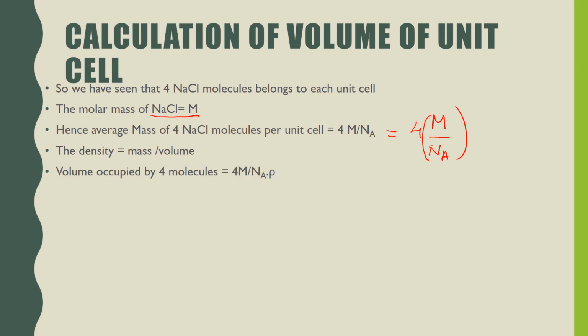From the definition of density, we know that density is mass upon volume. So the volume occupied by 4 molecules in a unit cell can be obtained as volume is equal to mass upon density, which is equal to 4m upon Na into rho. We'll call this expression number 1.